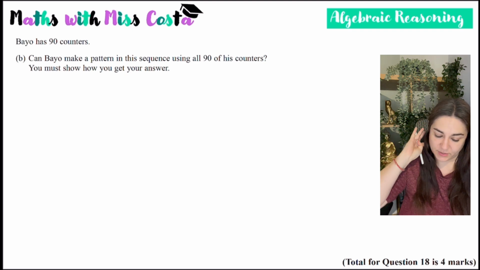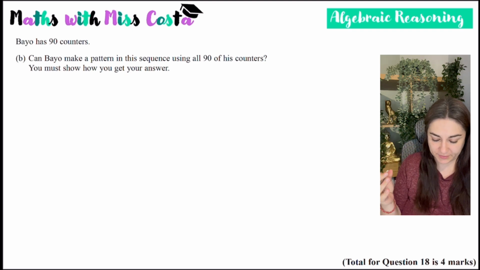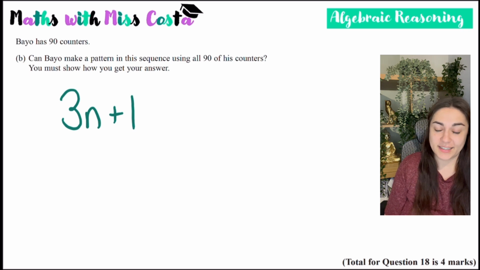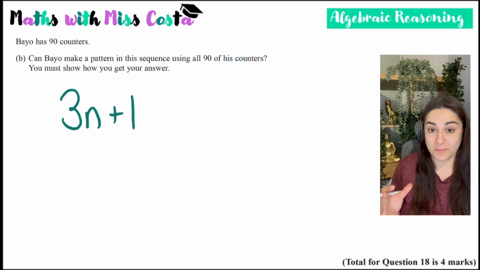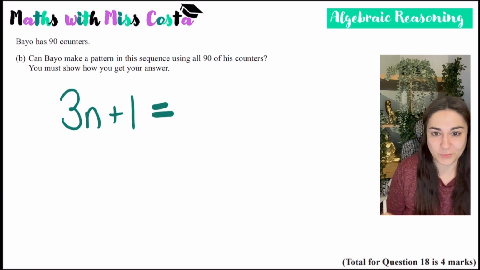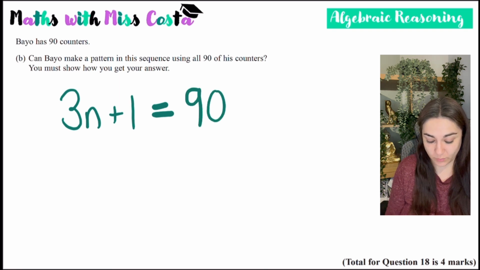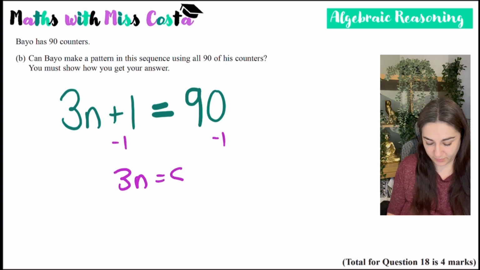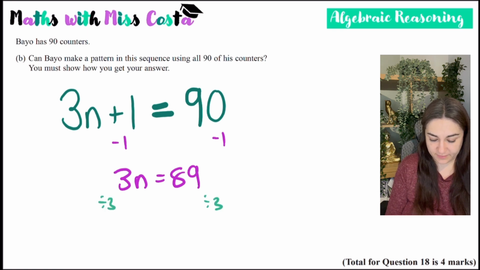Bio has 90 counters. Can he make a pattern in this sequence using all of his 90 counters? Okay, so I know that the rule for the sequence is 3n plus 1. So if he can use all 90 counters, basically, it's going to equal the rule of the sequence. So I'd say 3n plus 1 equals 90. I'd then solve this equation. So I take 1 from each side. So 3n equals 89. And then I'd have to divide by 3.